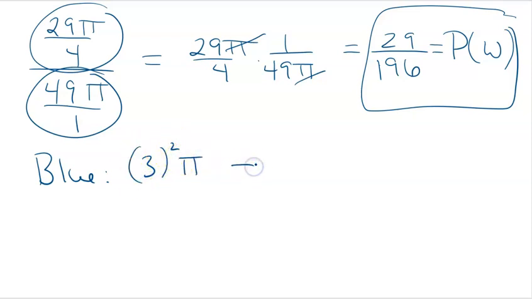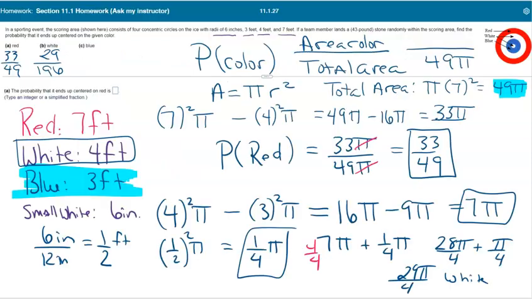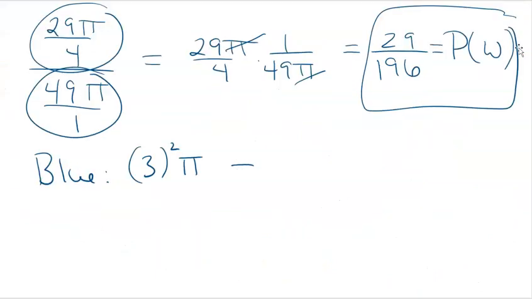But I have to subtract out that small white part that's in the middle, okay, because the blue area that I've calculated now includes that little bitty white part, so I have to subtract that out. Okay, so we're going to minus out 1/2 squared pi, because remember the radius of the little guy is 6 inches, which is 1/2 foot.